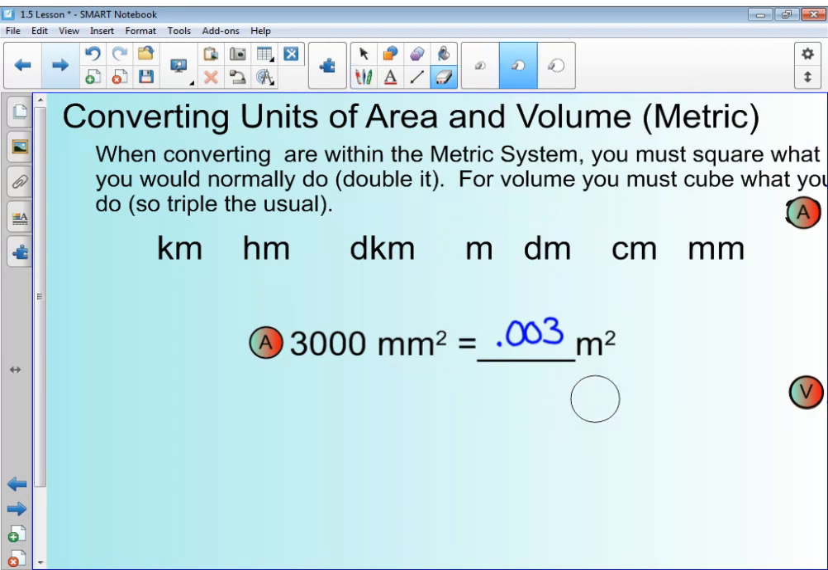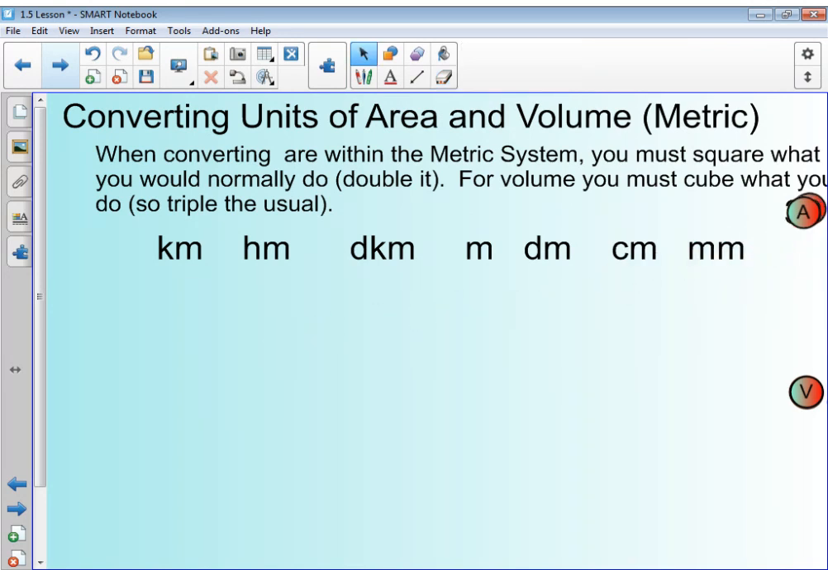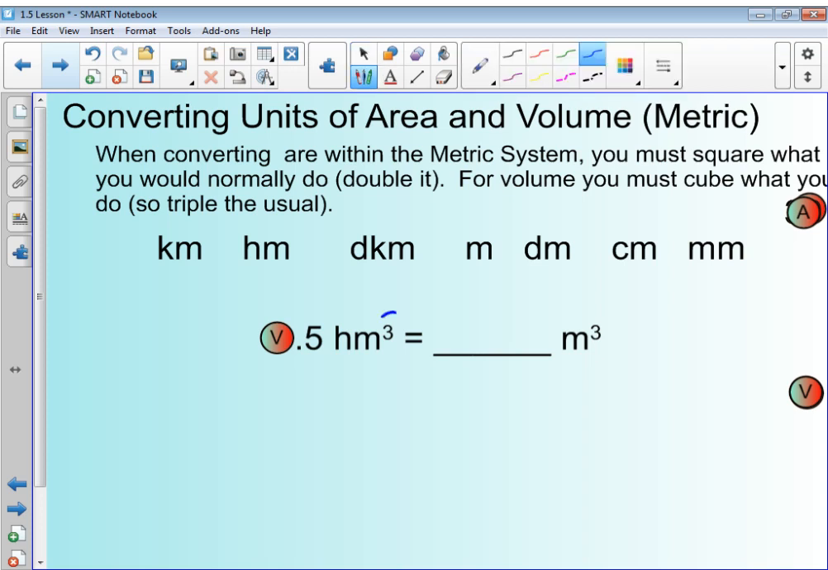All right, so now let's work volume. Same concept, we're going to do the same thing, only if you notice on volume, we have a 3. Okay, so that means we're going to do each of our moves 3 times. So here we're going to go from hectometers, which was stated first, into meters, which was second. So normally I would do 1, 2 places to the right. We're going to do that same concept, only we're going to do that 3 sets.